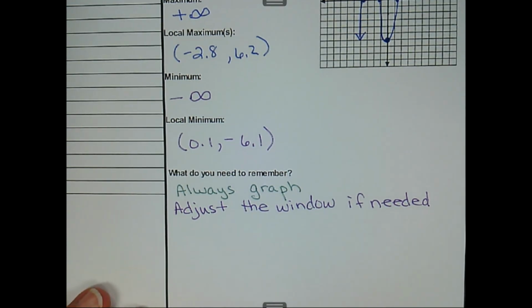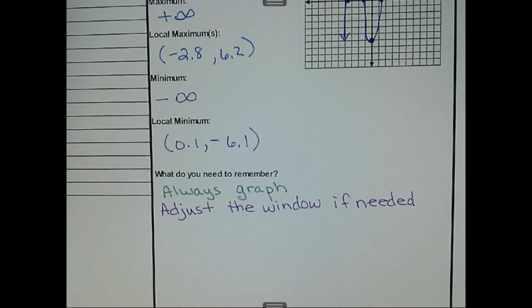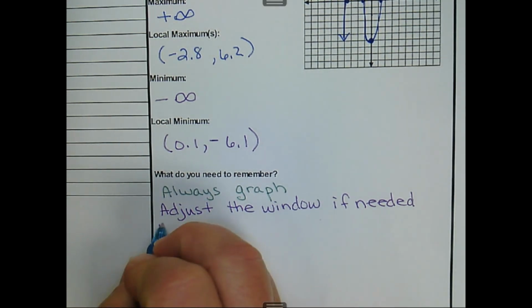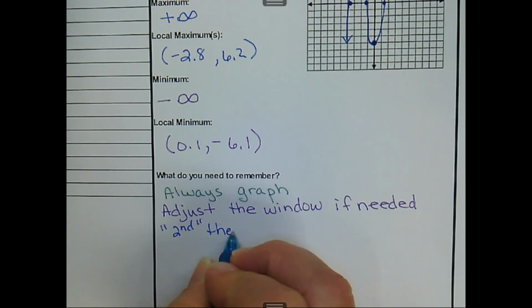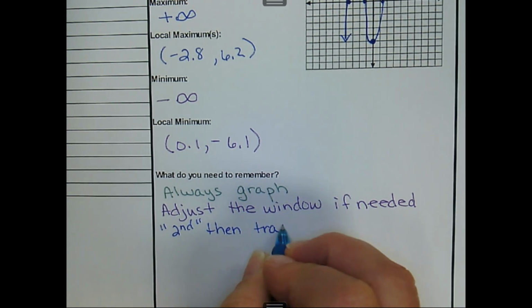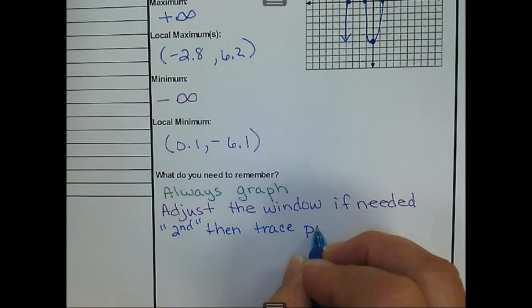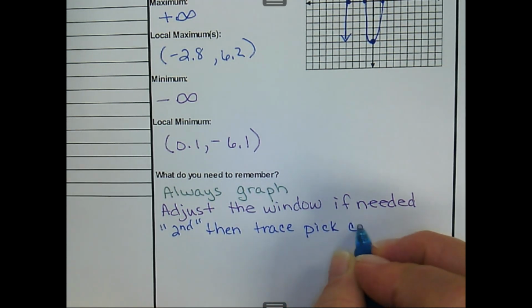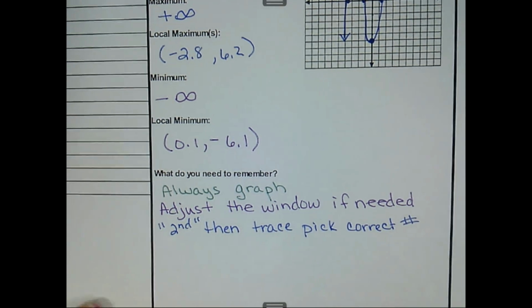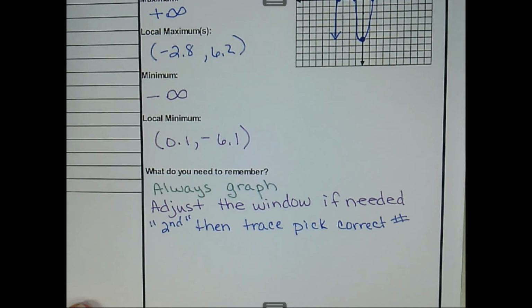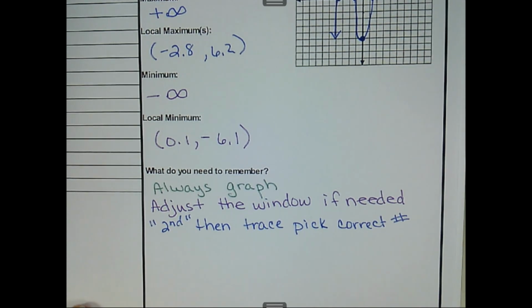Okay, so I've got it graphed, I've adjusted the window. Then what do I do? Well, this is where you go to your second button, that blue button, then trace, and pick out the correct number. If it's a zero, it's 2. If it's the minimum, it's 3. If it's a maximum, it's 4. There's other things we'll do, but that's all we're learning right now.